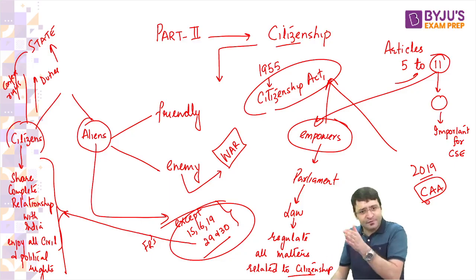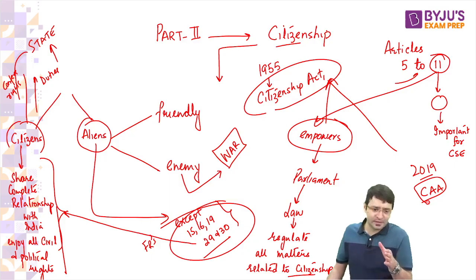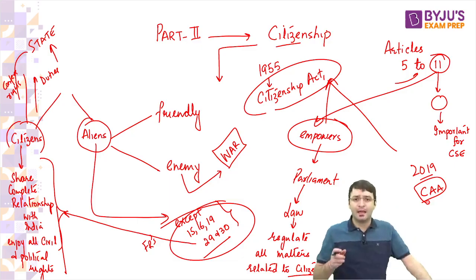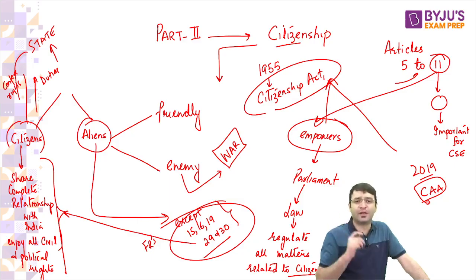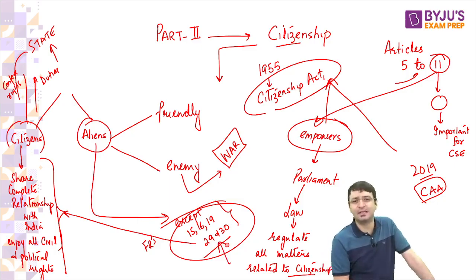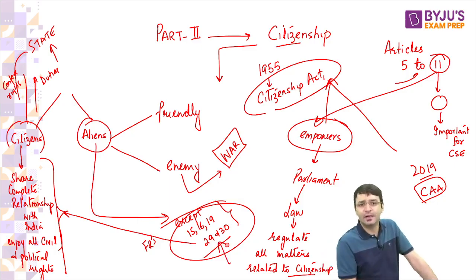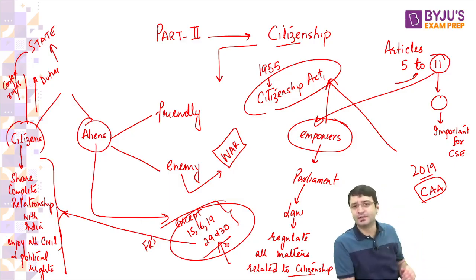Aliens can be either friendly aliens, that means citizens of those countries which share good, friendly, cordial relations with India, or enemy aliens, citizens of those countries with which India is at war. And these aliens do not enjoy all fundamental rights. They do not enjoy Articles 15, 16, 19, 29, and 30. But citizens, they enjoy all civil and political rights.